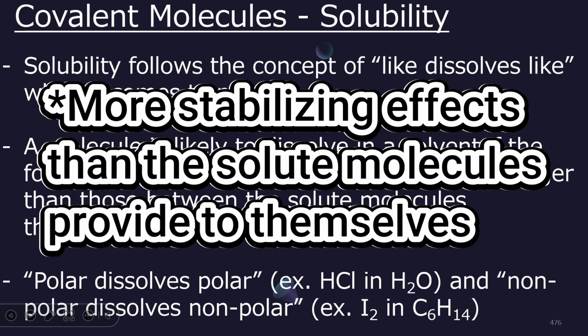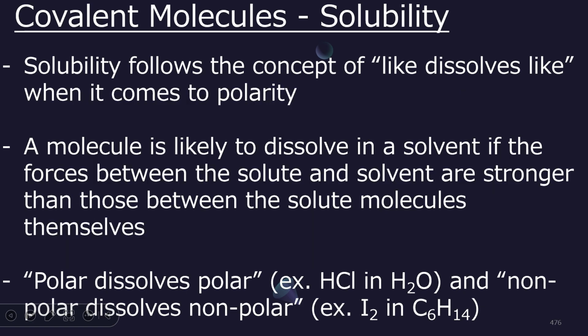So we can have ideas like polar dissolves polar. A polar HCl can dissolve well in H2O, which is also very polar. And nonpolar dissolves nonpolar. For example, I2, a diatomic nonpolar solid, but it is a molecule. It can dissolve in C6H14, which is hexane, a nonpolar, straight carbon chain of 6 carbons in a row with hydrogens bonded at every available position.